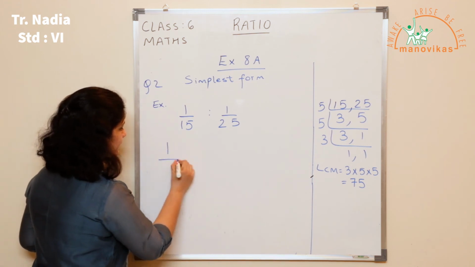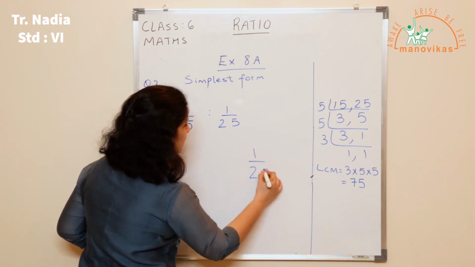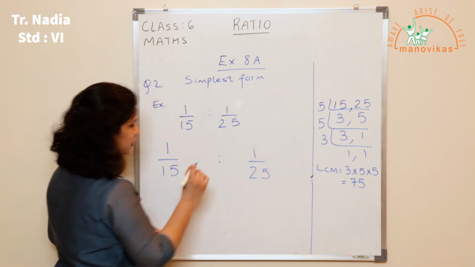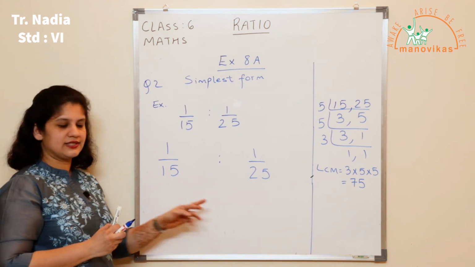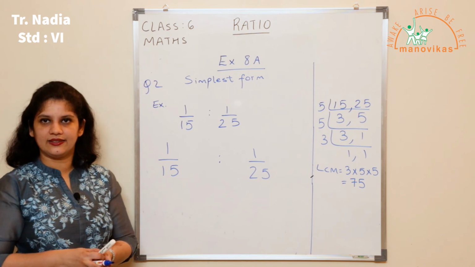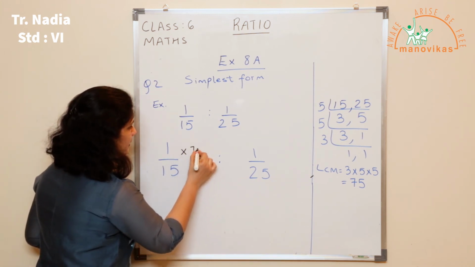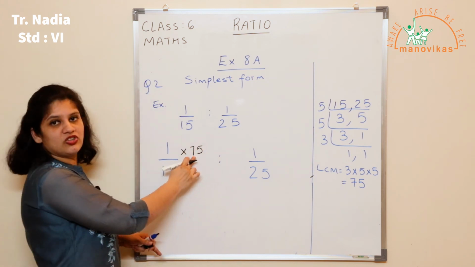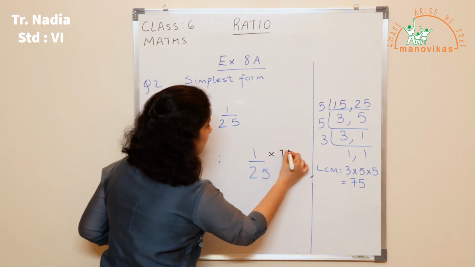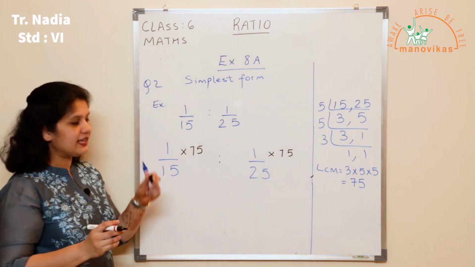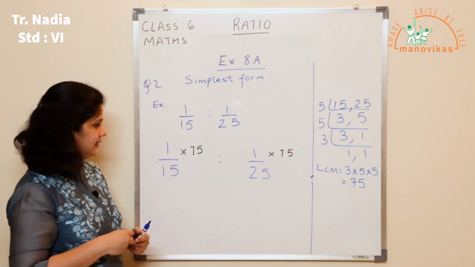After you find the LCM, your next step would be to multiply each term of the ratio by the LCM. 1/15 is the first term, 1/25 is the second term. Multiply each term by the LCM, so multiply this term by 75. Remember children, the 75 will go in the numerator part. Multiply this term by 75. Find the LCM, multiply each term in the numerator by the LCM.